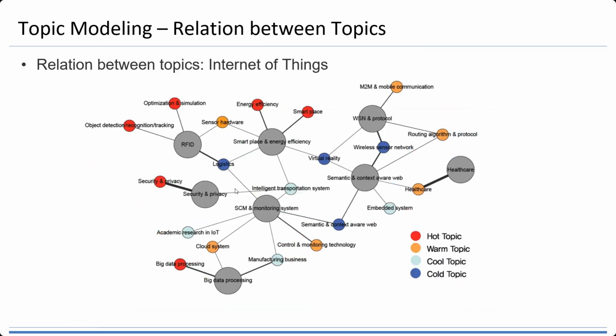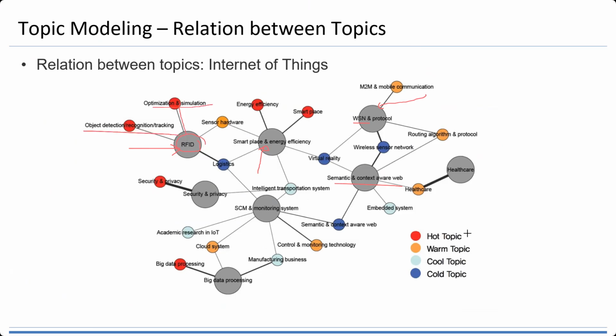So this is another example about the topics in the Internet of Things. If we are doing research on the Internet of Things, we can collect the documents and also create the topics. For example, there are many words about RFID, smart place and energy efficiency, WSN and protocol. So WSN is web service network. And then we can also see the semantic, context aware, web, etc. If it is about RFID, there are many things about optimization and simulation, object detection or recognition or tracking, etc.